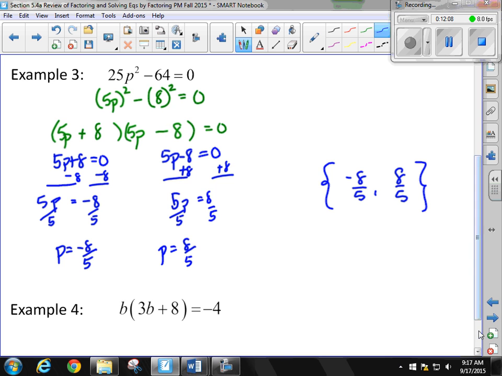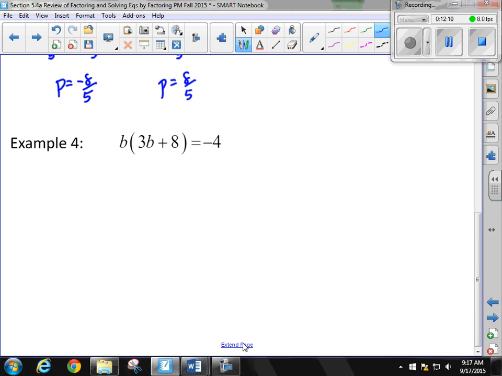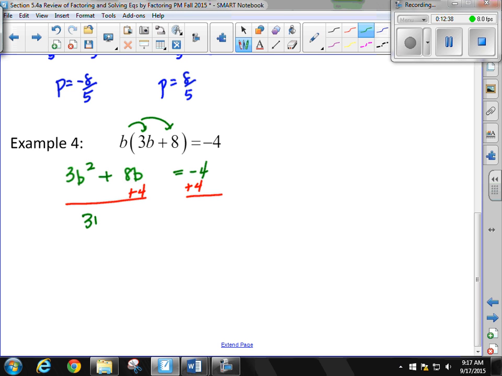And we have one more example. On this example, we don't have 0 on this side, but we also have a set of parentheses. Sorry, we do have 4 on this side, not 0, and we have parentheses. So I'm going to start by distributing to get rid of my parentheses. 3b squared plus 8b equals negative 4. And then I'm going to add 4 to both sides. I need 0 on that side of the equation. So 3b squared plus 8b plus 4 equals 0.